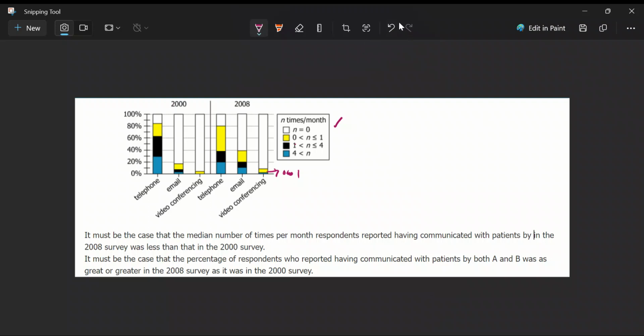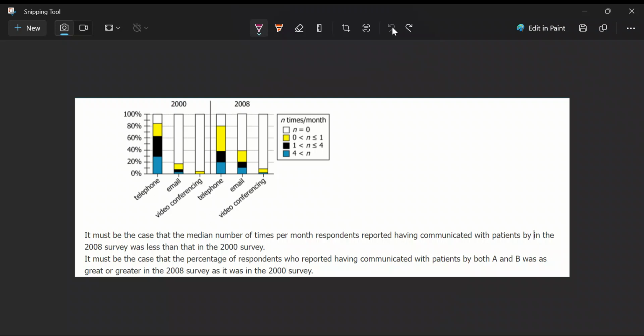So this is a question from DI 2023-24 and the difficulty level is hard as per the DI. The graph is a bar graph and the color code basically talks of how many times per month a particular person has been spoken to. It gives us the data for physicians who in 2000 and 2008 were surveyed about the average number of times per month they used the three methods shown, telephone, email, and video conferencing, to communicate with their patients. The bars represent the percentage of the respondents who reported using that method. And as I told you, the color code tells us the number of times it has been used per month.